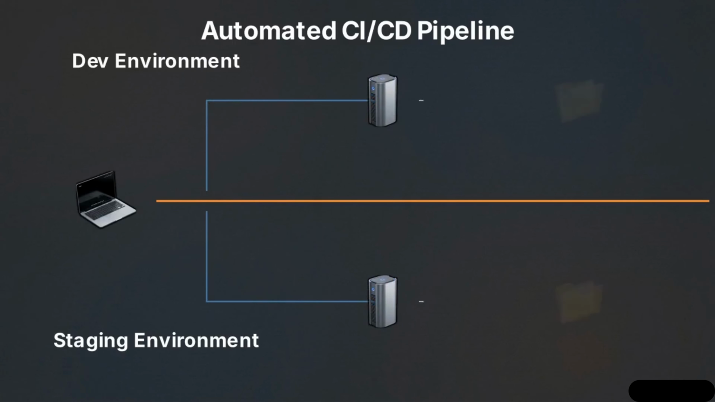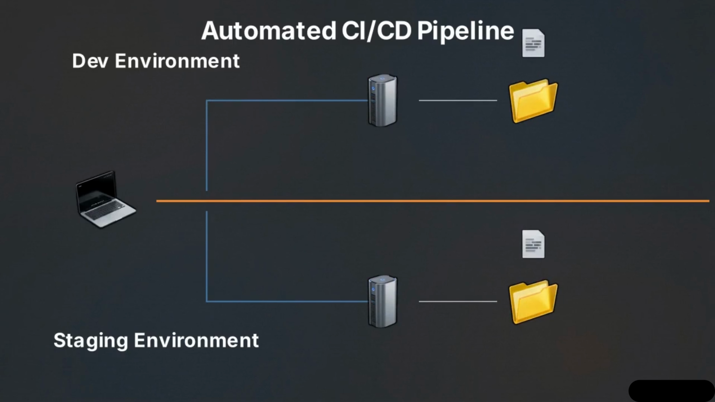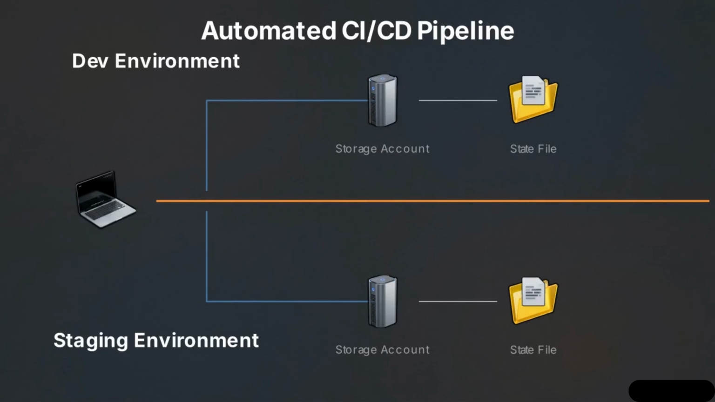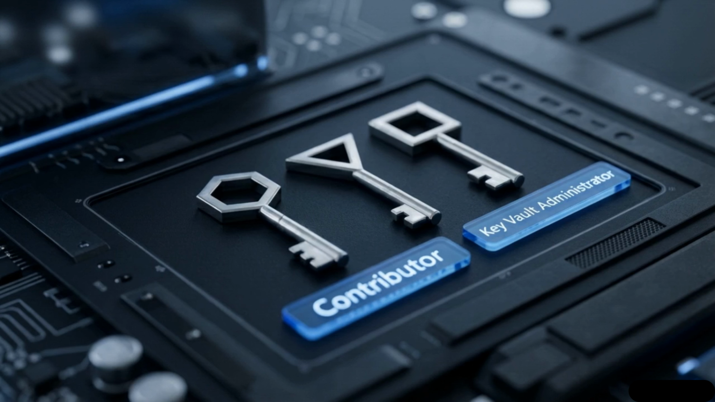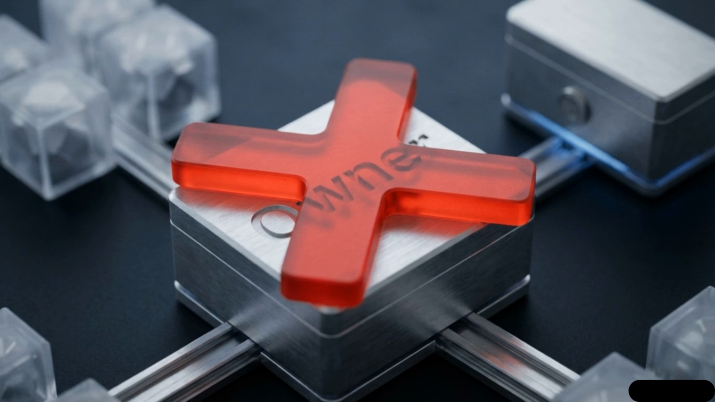We provision two completely separate Azure storage accounts and blob containers to house the dev and staging files. If a corrupted state occurs in dev, physical separation ensures it cannot overwrite your staging infrastructure. Next, we configure our service principal. We assign it strictly to the contributor role on our specific resource group, along with Key Vault administrator. Avoid the common security failure of assigning blanket owner access to your automation identities.